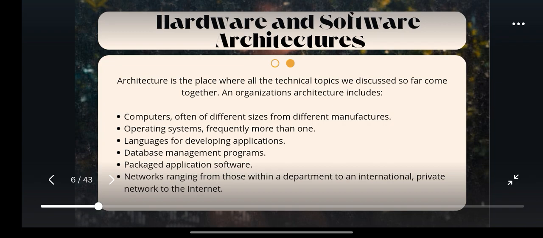So, architecture is the place where all the technical topics we discussed so far come together. An organization's architecture includes computers, often of different sizes from different manufacturers, operating systems, frequently more than one, languages for developing applications, database management programs, package application software, and networks ranging from those within a department to an international private network to the internet.